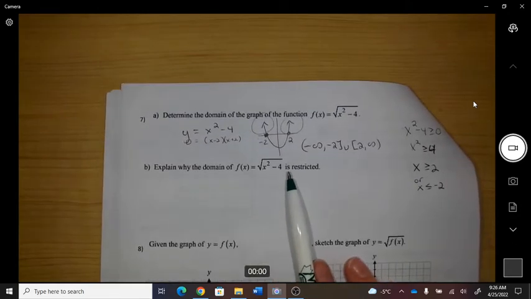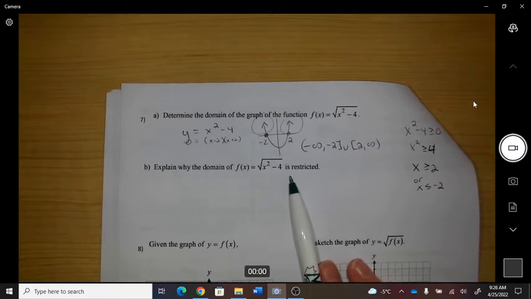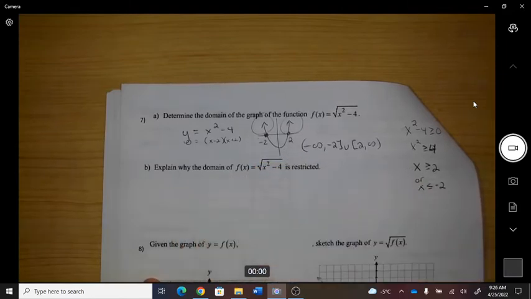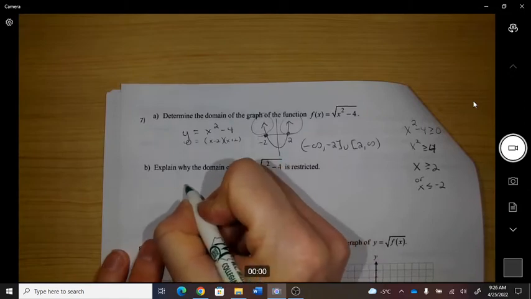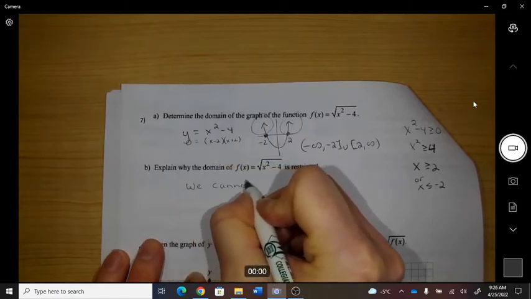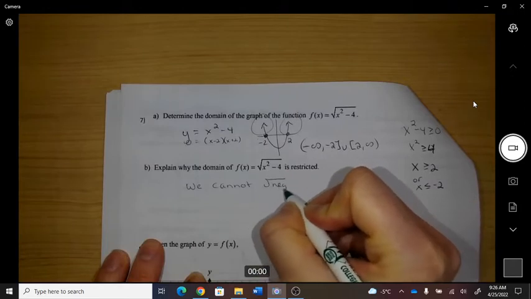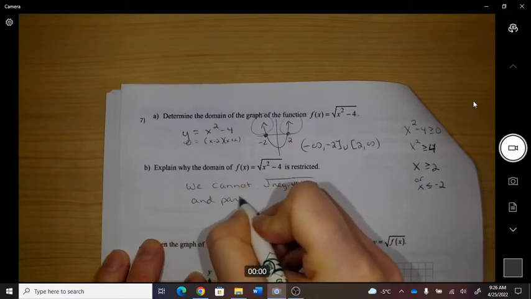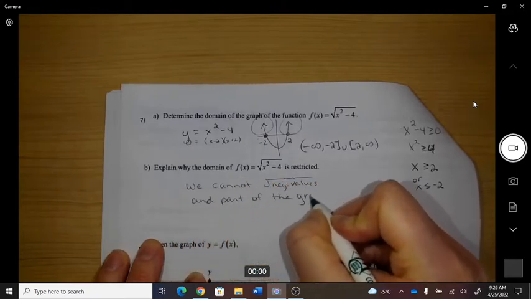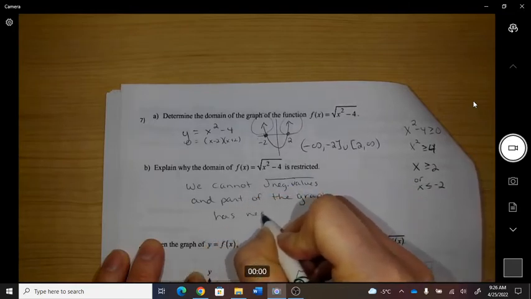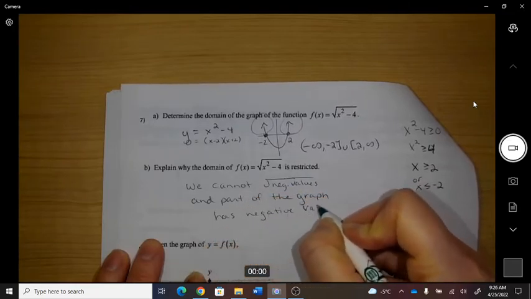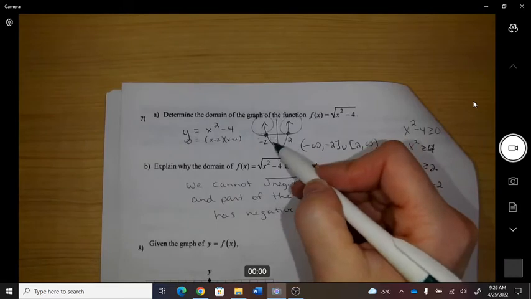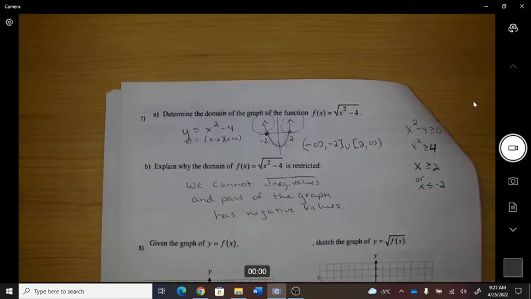Explain why the domain of this is restricted. So the reason is we cannot square root negative values. So part of the graph has negative values. So we can't square root the negative values, so that's why. So this part of the graph, not going to work.